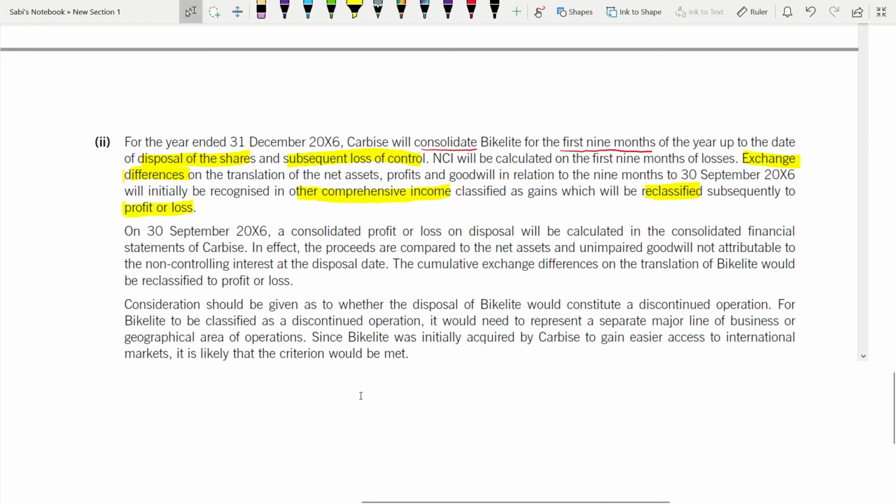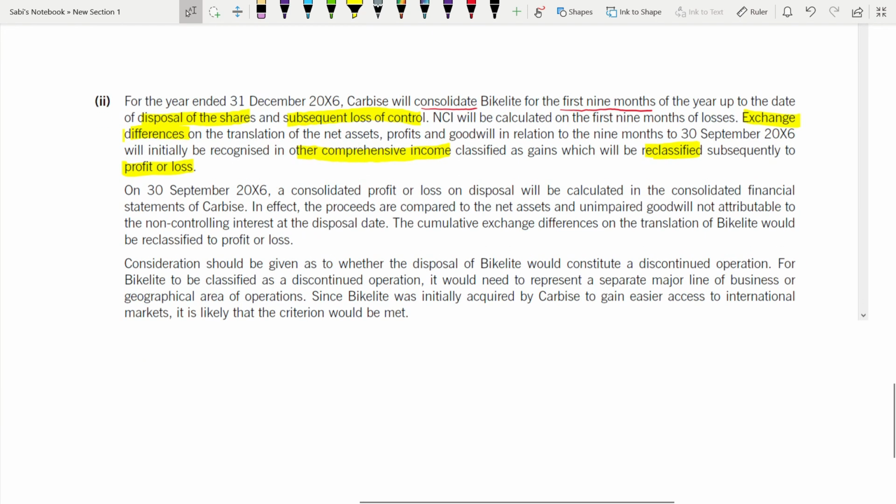This you have to write. It's a must that these words are there in your answers. That's why I'm highlighting it. It's not optional that if you want you write, otherwise you don't write. It's compulsory that you have to write. On 30th September, so you're writing for this year, 31st December 2006, what you're doing. Now coming to 30th September 2006, the date when disposal happened. A consolidated profit or loss on disposal will be calculated in the consolidated financial statements of Kerbers on this date. Write the date. Date is very important.